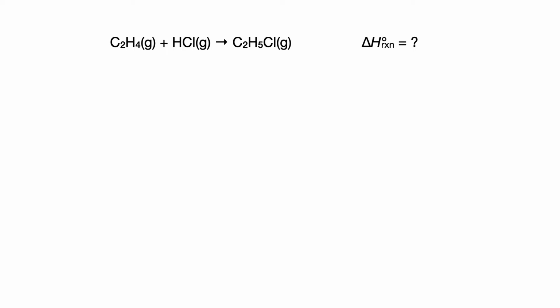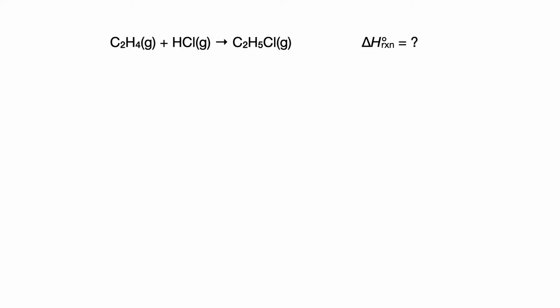Today I'm going to wrap up our discussion of thermochemistry with a look at another way to calculate the enthalpy change associated with a chemical reaction. And I'm going to start with this example of a reaction between ethene, C2H4 gas, and hydrogen chloride, HCl, to form ethyl chloride, C2H5Cl. And let's say that we wanted to determine the enthalpy change for this reaction.